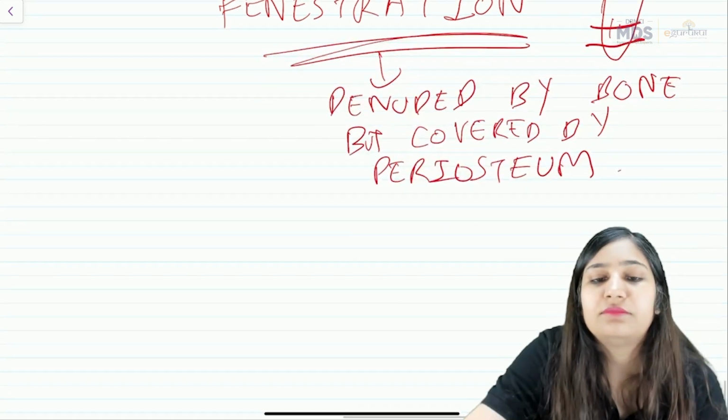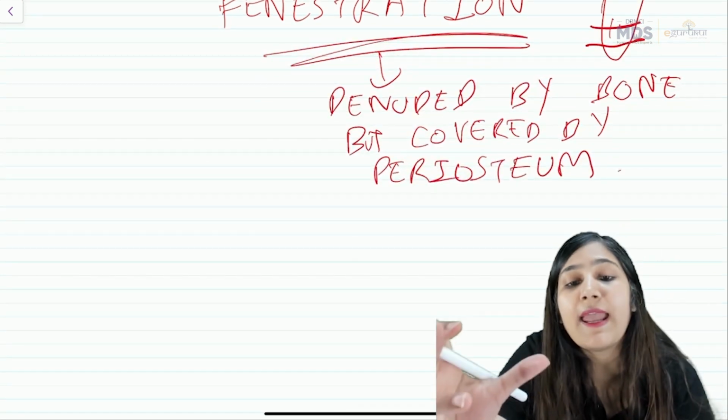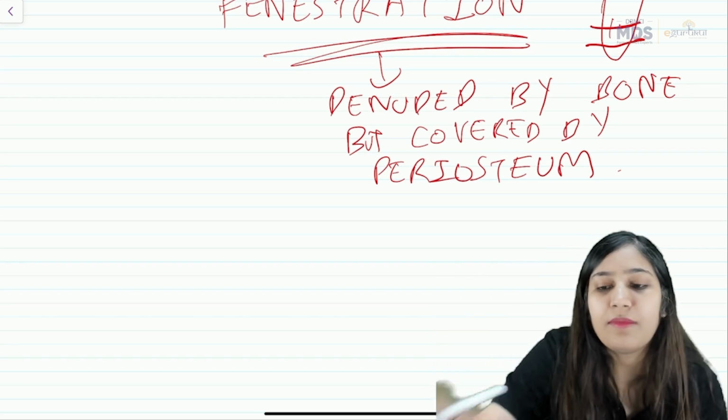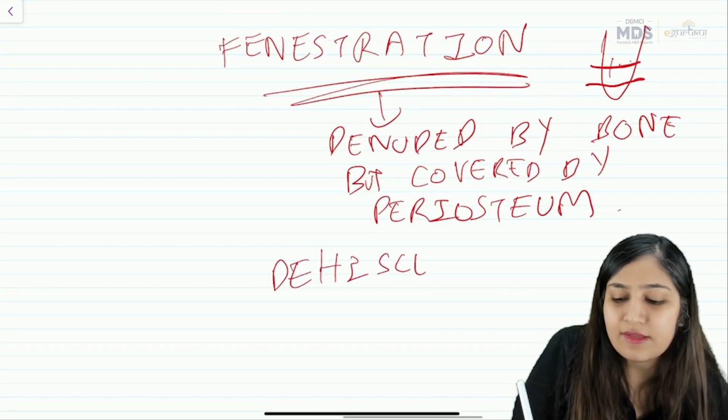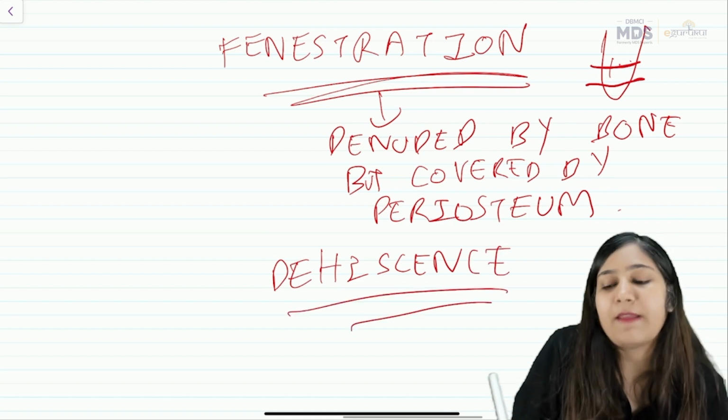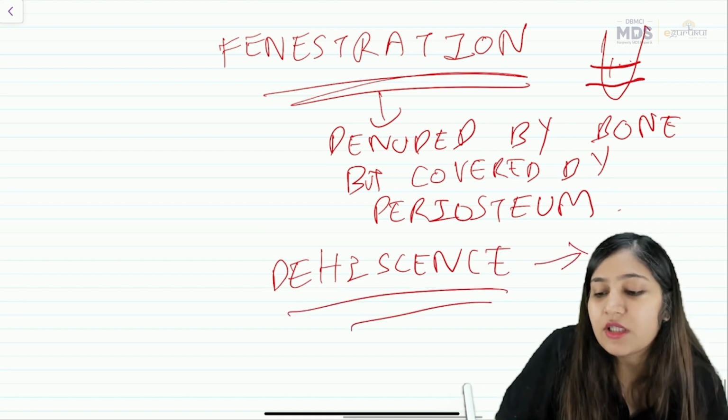Dehiscence, the denuded area extends through the marginal bone. Complete involvement. Dehiscence extends through the marginal bone.